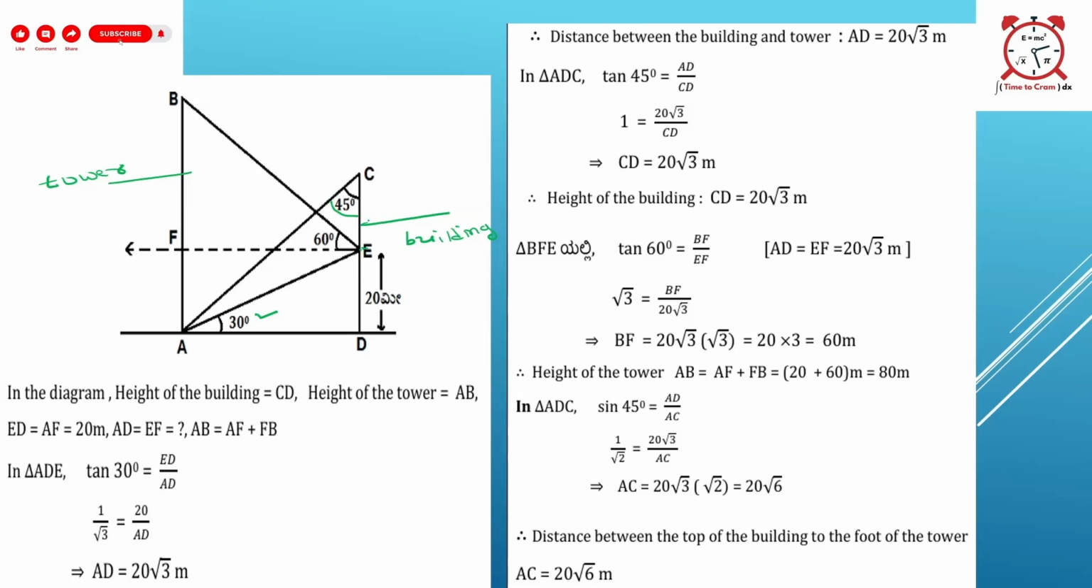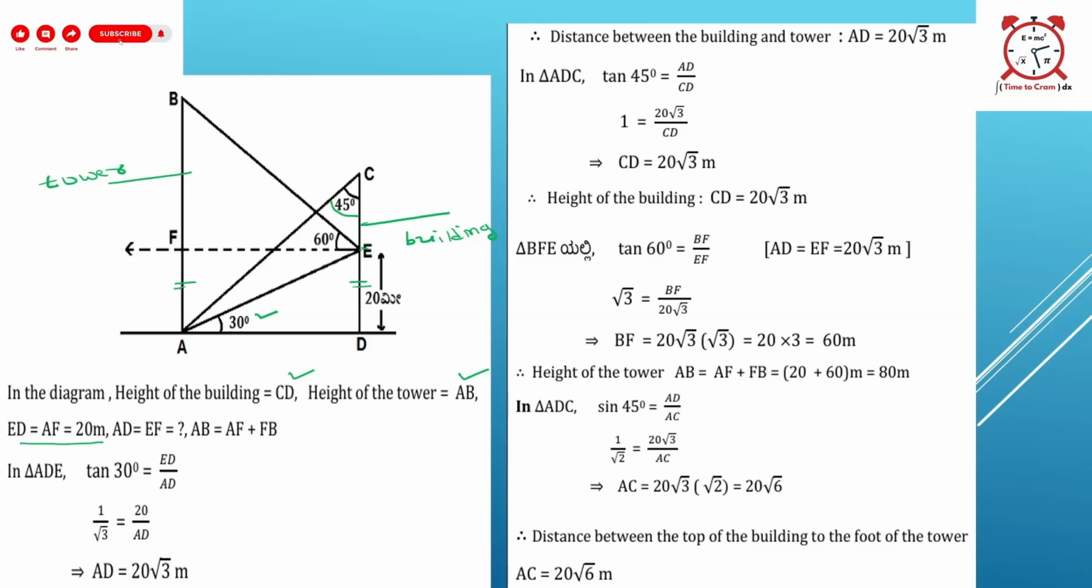Then we have to find the height of the building, the height of the tower, the distance between the tower and the building, and the distance between the top of the building and the foot of the tower, meaning AC. So these values we have to find from the given data. Here again we will see the data in the diagram. The height of the building is CD, the height of the tower is AB. It is very clear that AD equal to AF equal to 20 meters. ED is what? This one, ED, and AF is what?